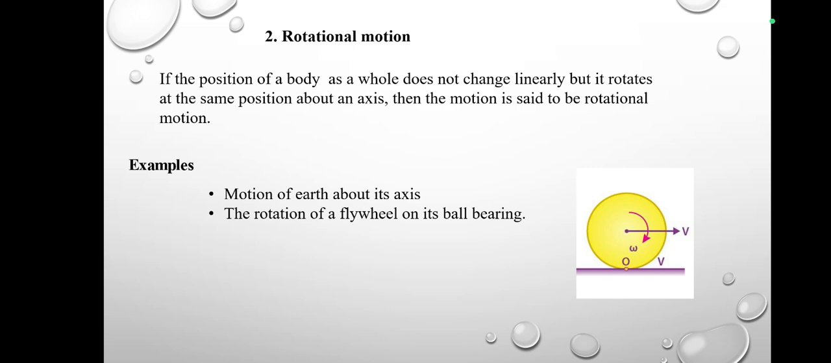The second one is rotational motion. What is rotational motion? If the position of the body as a whole does not change linearly, but it rotates in the same position about an axis, this is called rotational motion. Examples are the motion of the earth about its axis, and the rotation of a flywheel on its ball bearing.